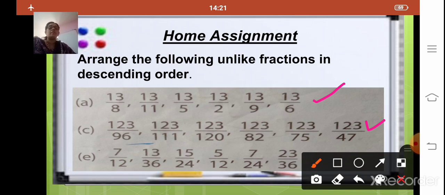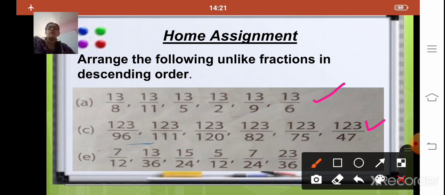Whereas in the third sum, you will have to take the LCM of 12, 36 and 24. And then make the fractions like fractions. That means make all the denominators same according to the LCM you get. And then compare the numerators, and then arrange it in descending order.